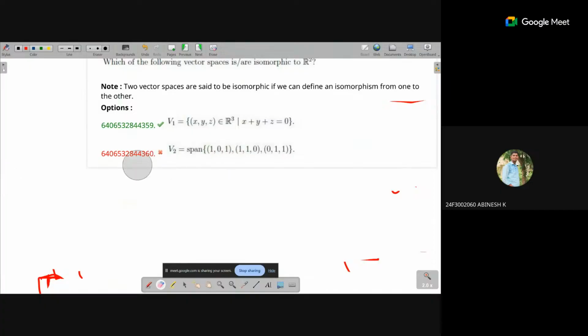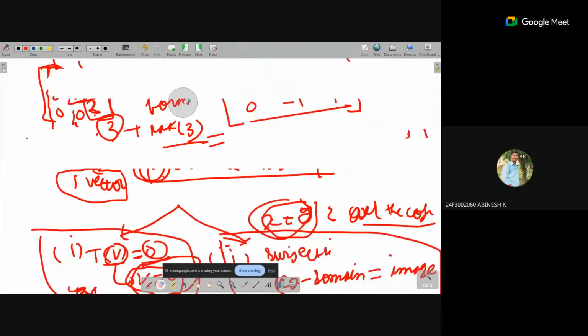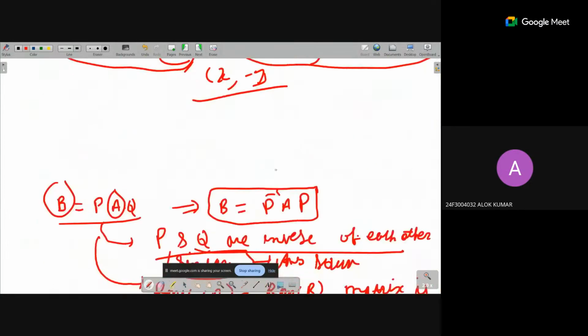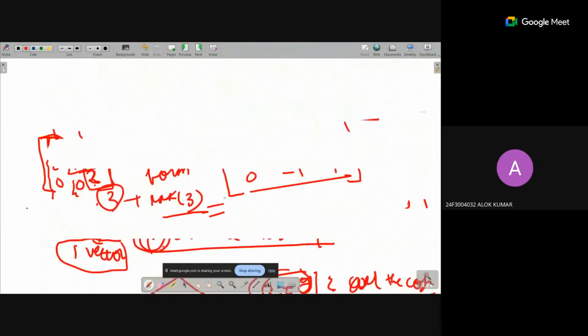For a row echelon form, it should be an upper triangular matrix. Am I right, sir? For a row echelon form, it should be an upper triangular matrix. Yes. So here it's not upper triangular.